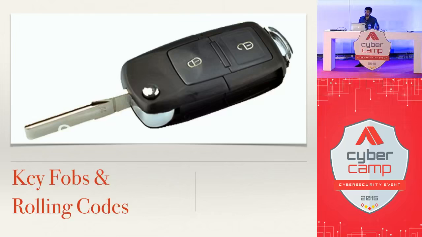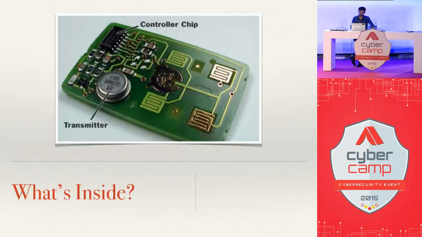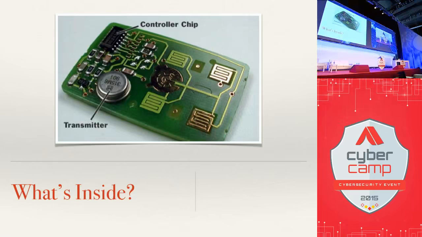So there's some fun stuff we can do here. I've done some key fob research over the summer, and one of the things I started doing was looking at how they work. Primarily, they're working from rolling codes. Often I'll use the FCC ID, or I'll open the key fob up and look inside, because I want to see everything inside. And usually there's a transmitter and a microcontroller in there.